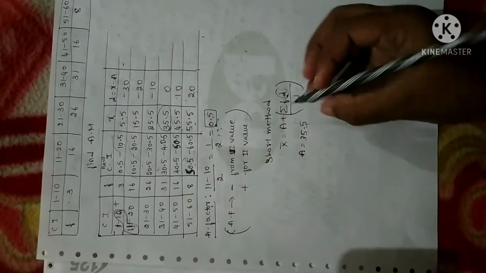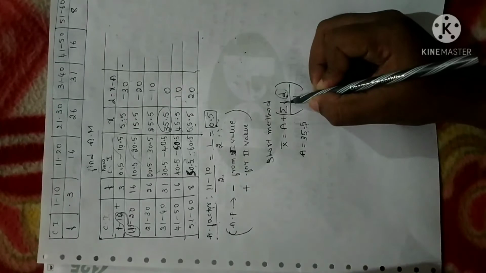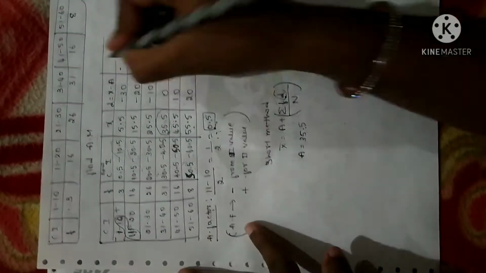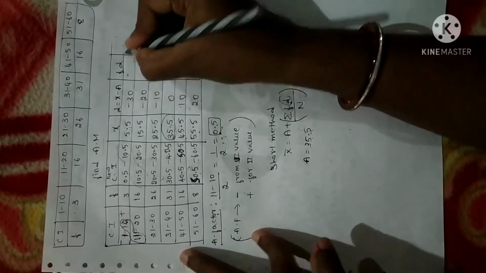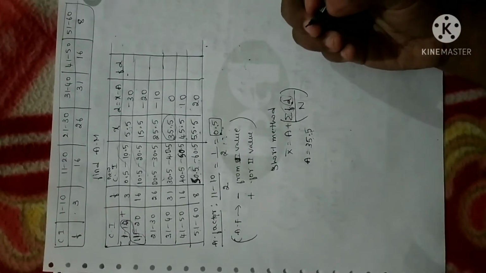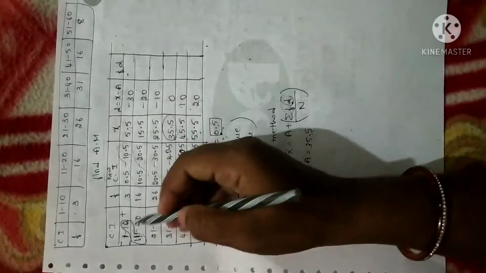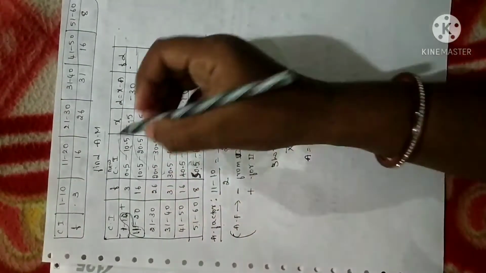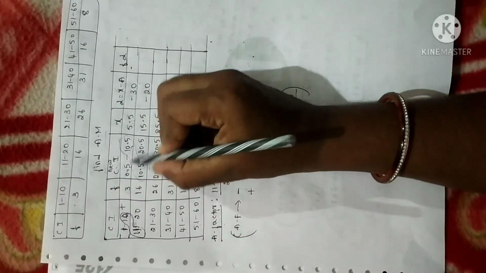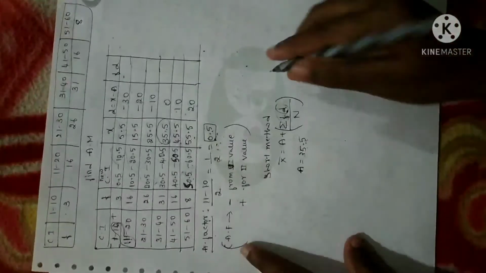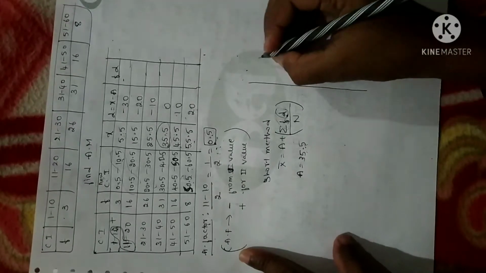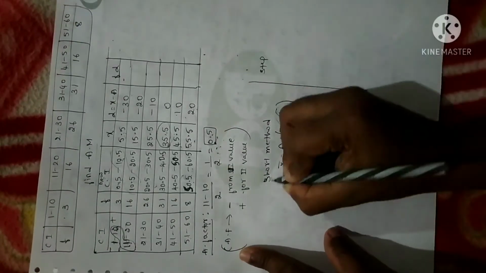Next, what else is required? Sigma fd. So instead of finding sigma fd directly, first let me find f into d. Whichever method you want, you can do. If you want, you can do it by step deviation. Step deviation is also easy. Remember for step deviation you have to take the h value, the common difference, from the new class interval. Better I'll do it in both methods, just for your reference: shortcut method and step deviation.